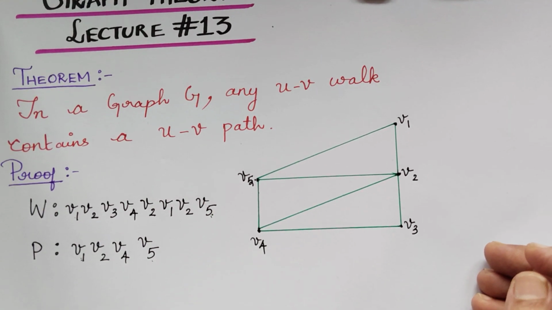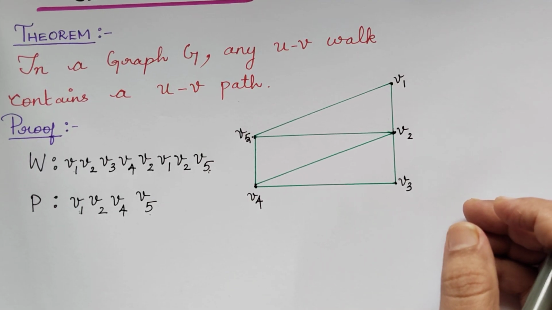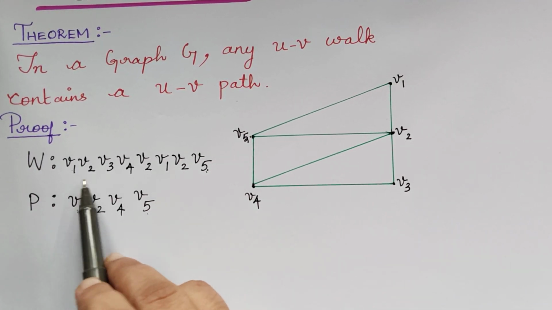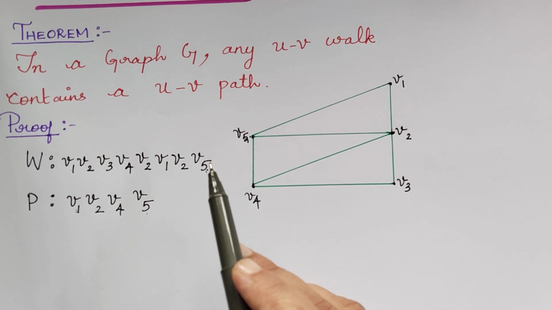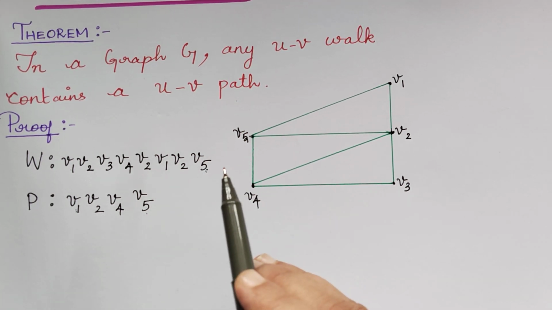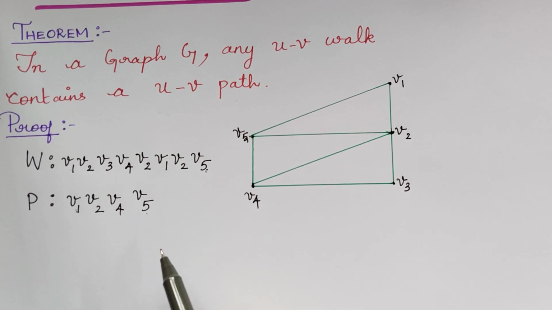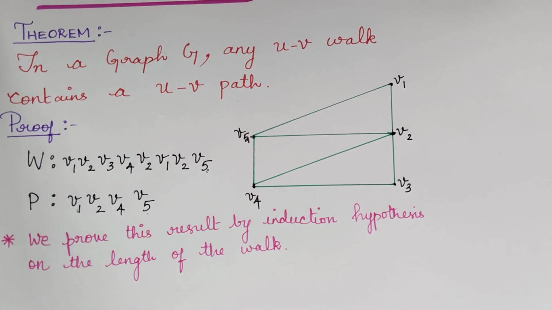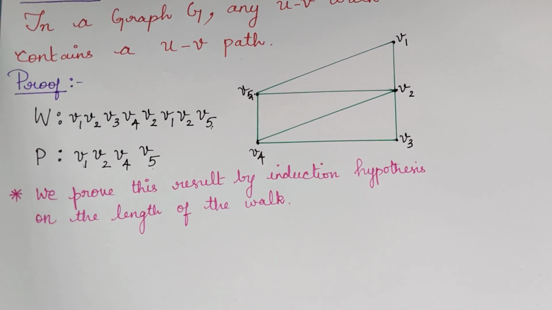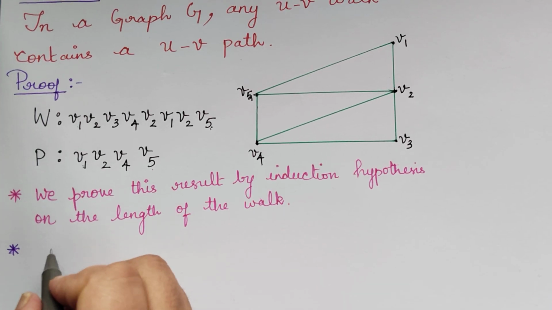We are going to prove this theorem by using induction on the length of the walk. So what is the length of the walk? The number of edges in the walk is called the length of the walk. So we are going to prove this theorem by induction on the length of the walk. Let us represent the walk as W and the length of the walk as P.